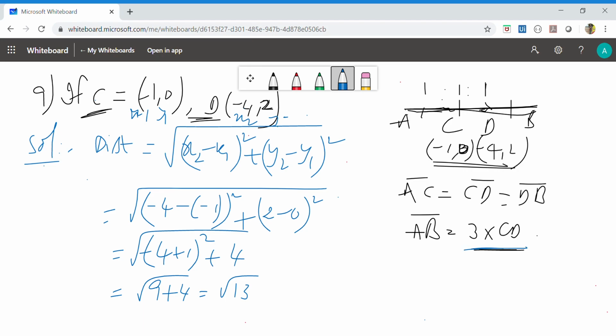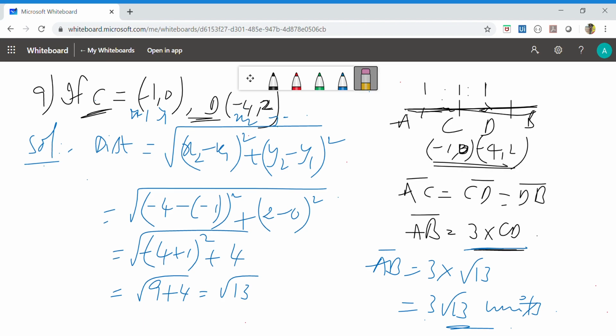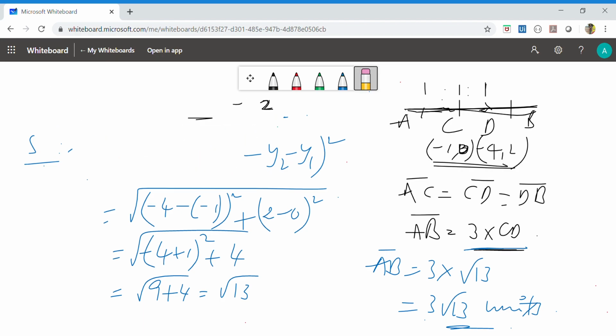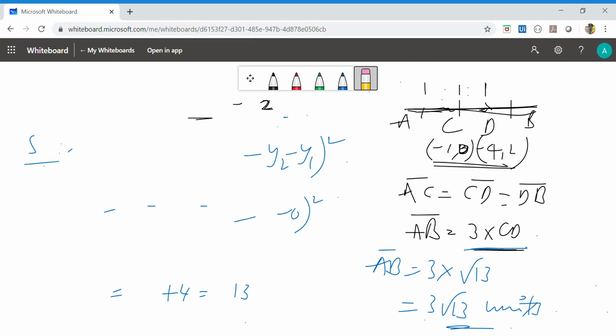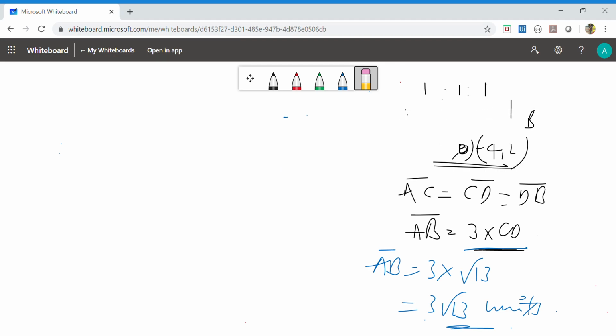Therefore AB distance is nothing but 3 into CD. Therefore distance of AB is equal to 3 into root 13, which is nothing but 3 root 13 units, whether it is centimeters or meters. Okay. Next. That means you have to understand point of trisection means the 2 points will make the given line into 3 equal parts. So you find out one equal part length, then multiply with that, you will get the total length of a line segment.